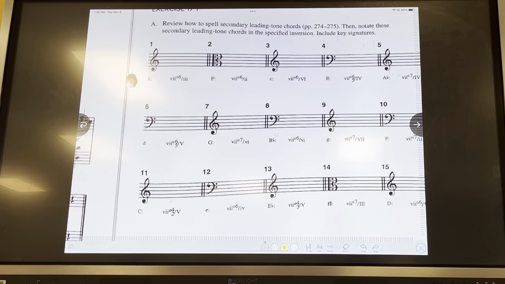I need to find another one. So for the second one, we find the fifth of A, which is B, and then for the second, we find the fifth of E flat, which would be B flat. Yeah, B flat. That's it.